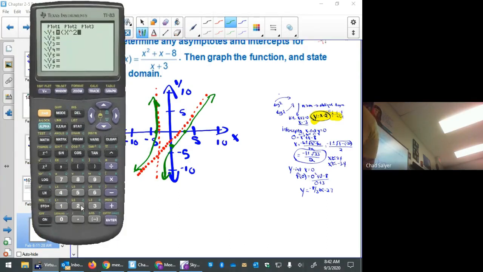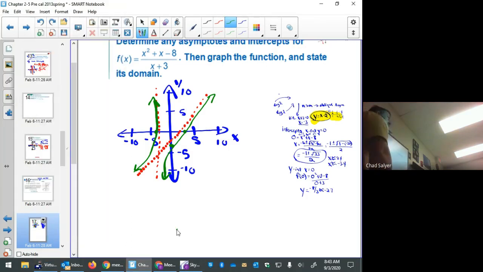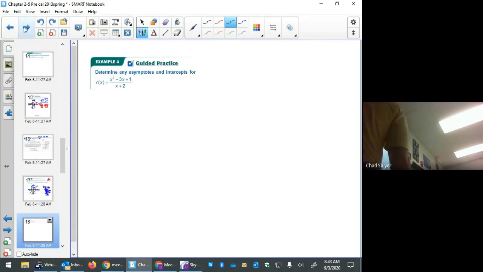x squared plus x minus 8 divided by x plus 3. Yep. Okay. Questions about any of this? Asymptotes. Super fun. Visuals are satisfying to me. I don't know. They really make me happy.